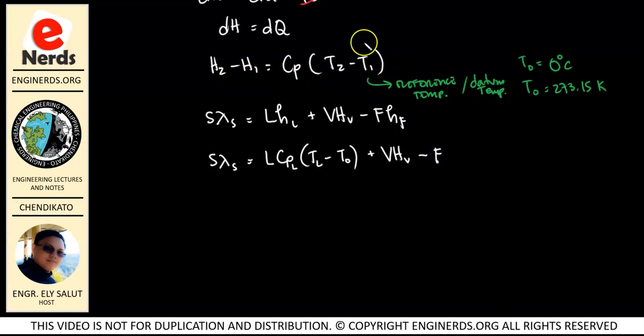So we can also use our derived energy balance. We have Cp of our feed times the temperature of our feed minus our reference temperature, which is 0 degrees Celsius. But I will just write T0 for our conversion. Okay, so now we have a new equation where we substituted what we obtained.